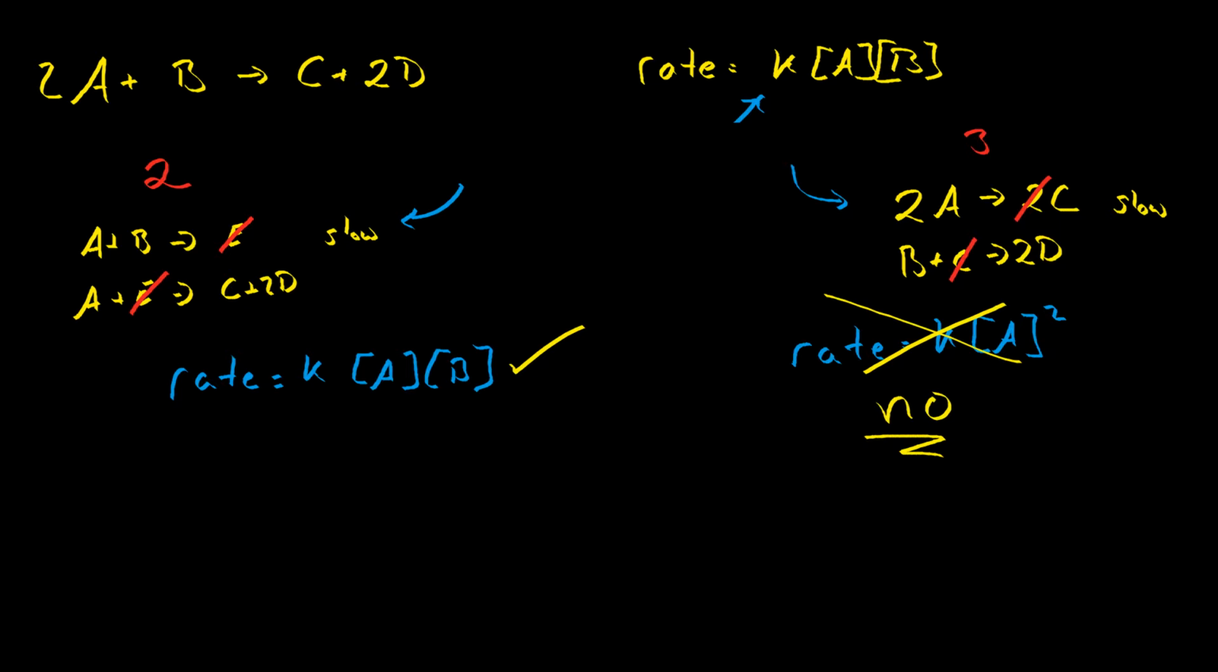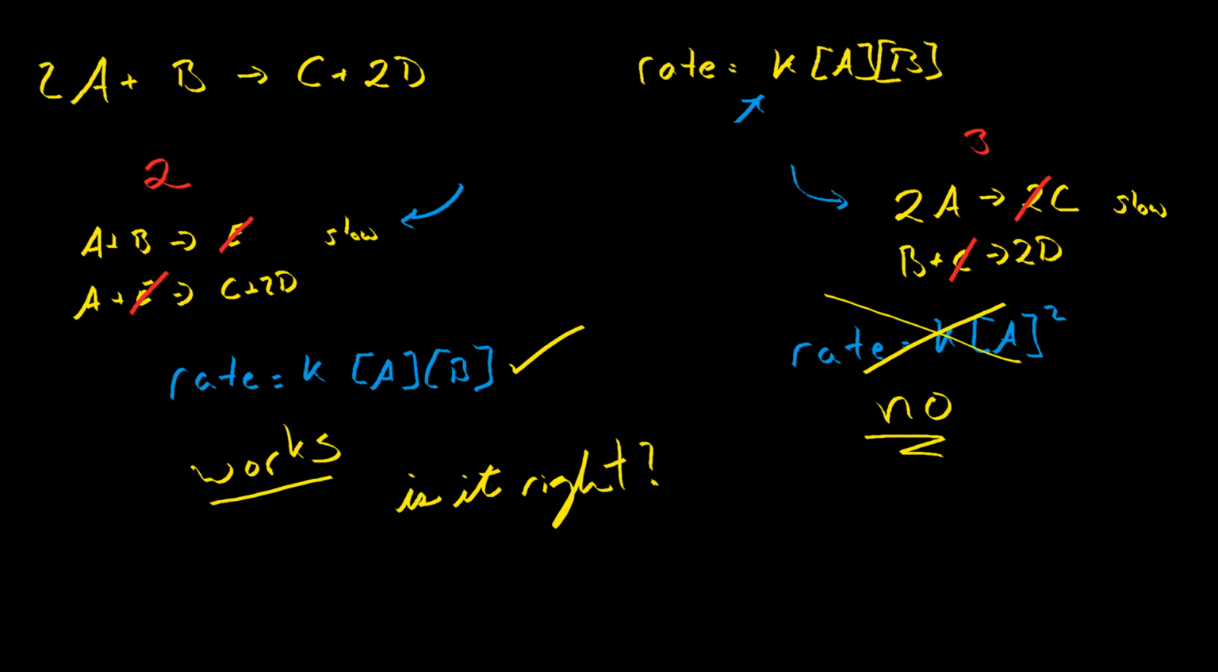So we have a proposed mechanism that works. Mechanism 2. A plus B goes to form an intermediate E. Then A plus E goes to form C plus 2D. Okay. This matches the balanced reaction, and it matches the experimentally determined rate law. But is it correct? Maybe. A proposed mechanism may be consistent with a reaction without necessarily being the actual mechanism for the reaction.